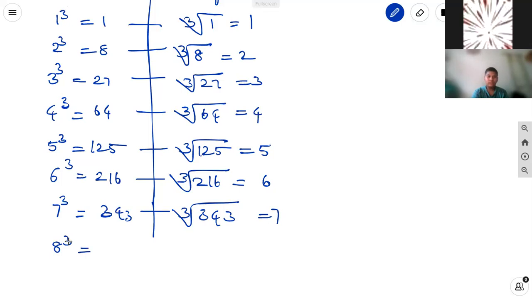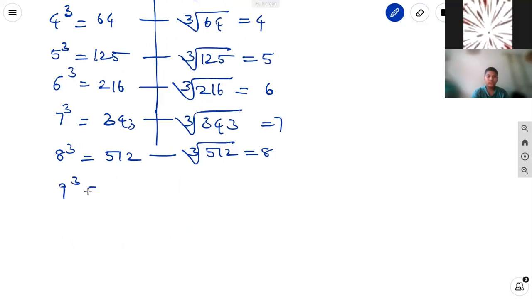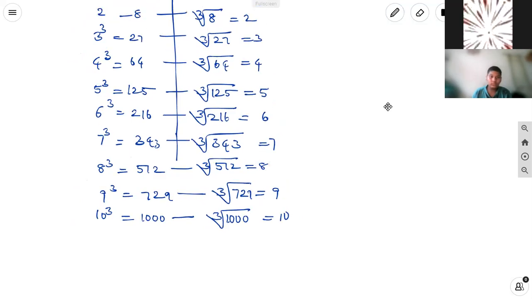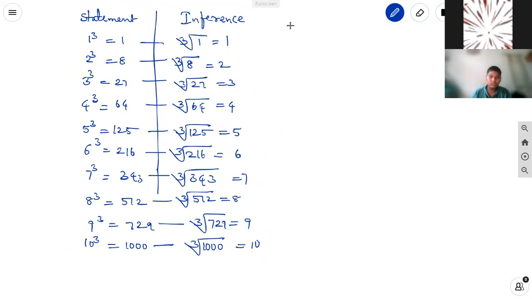8 cube equal to 512. Cube root of 512 is equal to 8. 9 cube equal to 729. So, cube root of 729 is equal to 9. 10 cube equal to 1000. So, cube root of 1000 is equal to 10. These are the statements and inferences from the cubes and cube roots. You remember this, okay? How the squares we wrote it, the same thing in the cubes and cube roots only.